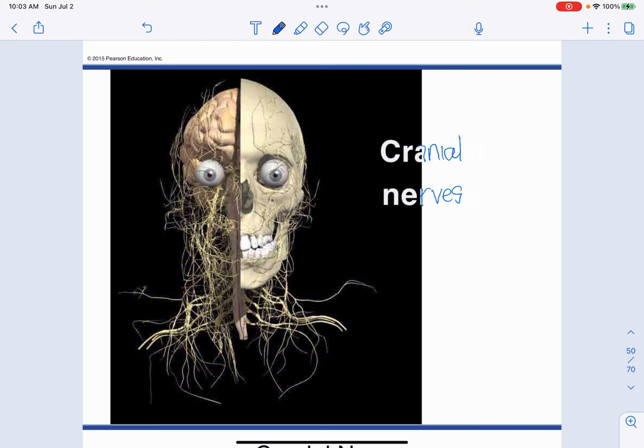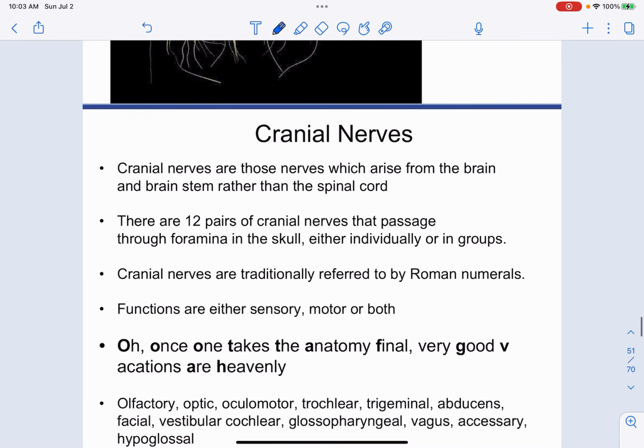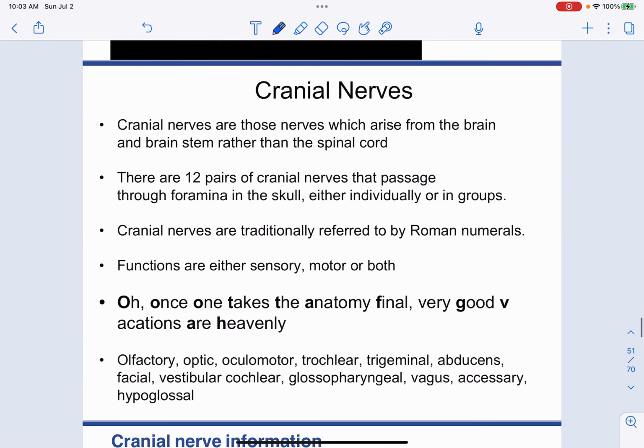I will also go over the chart in lab so that we are all clear on the information that you need to memorize for the exam. Cranial nerves are important clinically, and you will see this pretty much anywhere you end up in healthcare. All right, so let's talk about these cranial nerves, give a little bit of an introduction.